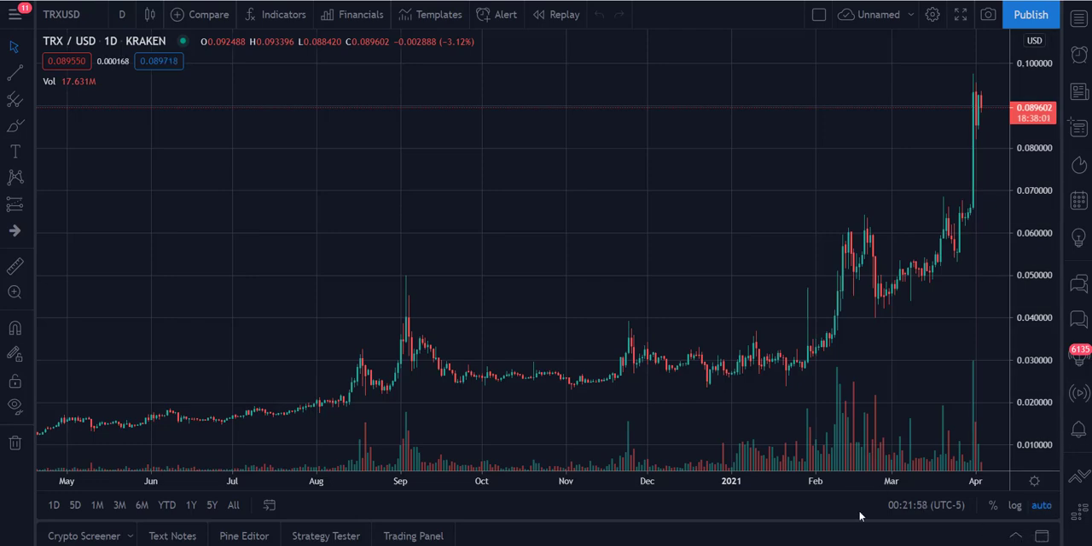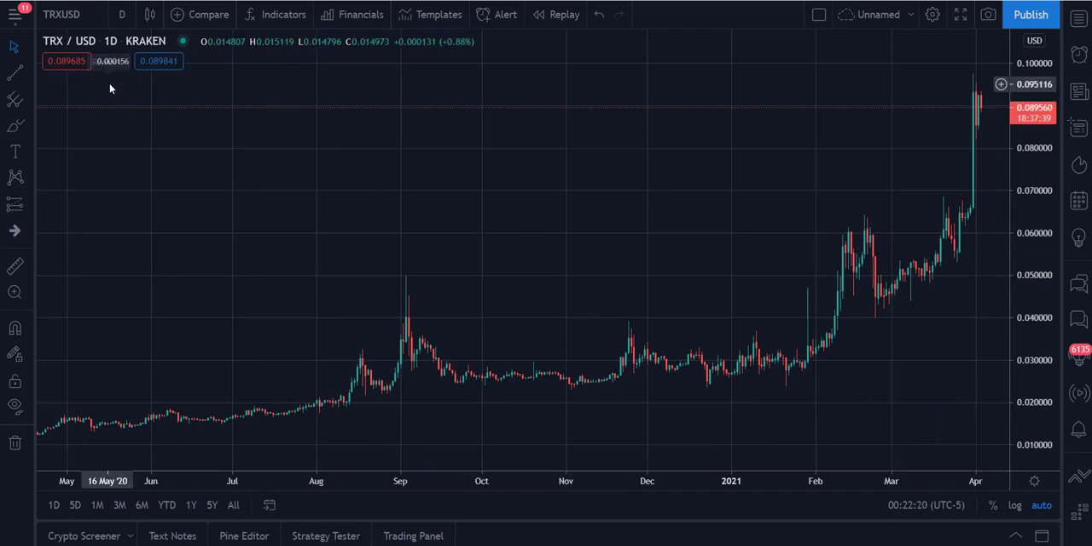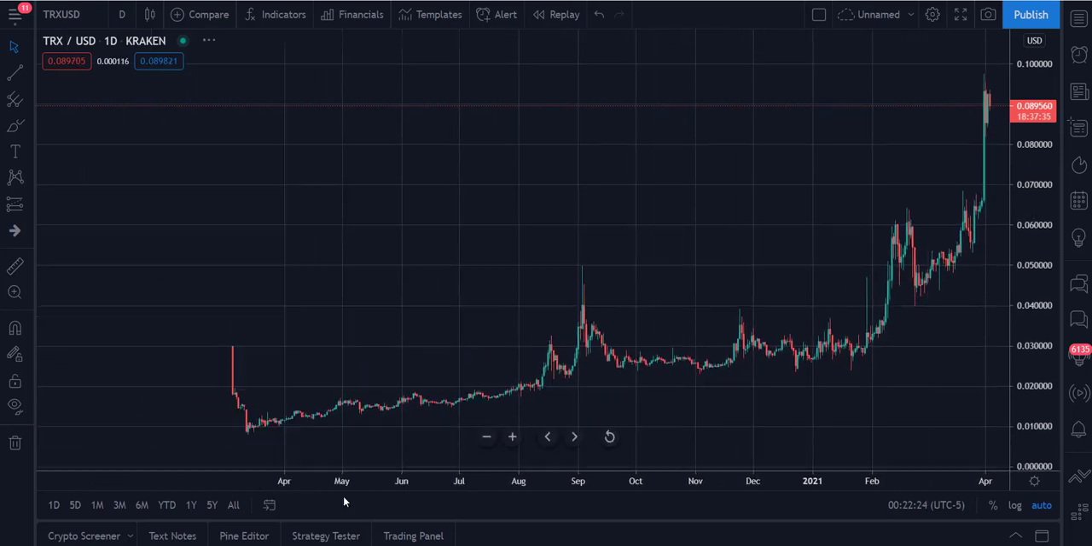Today we are going to take a look at the TRON coin, TRON, symbol TRX. We're looking at it versus the dollar, and it's pretty late. We're 22 minutes into April 3rd, 2021. I'm just going to take a quick look at some of the technicals on this coin to see if it makes sense.